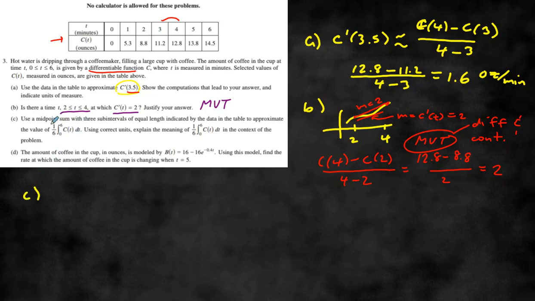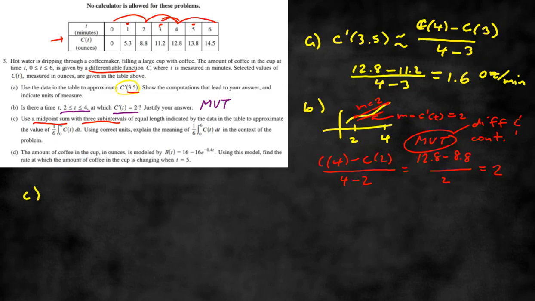That brings us to part C, which tells us to use a midpoint sum with 3 subintervals of equal length. We're going to use that to approximate this integral, and then explain what it means. First, we go back to our data. We're going from 0 to 6 with 3 equal subintervals, so we'll do 0 to 2, 2 to 4, and 4 to 6, which very conveniently puts the midpoints at 1, 3, and 5. The width every time, the delta t in this case, is 2.